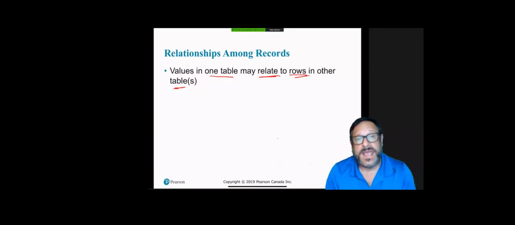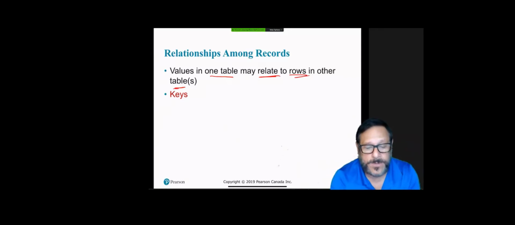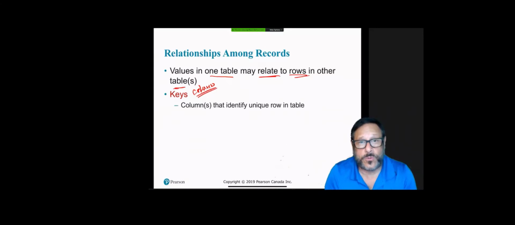What does this mean? It's a fancy way of saying that there is a connection between tables inside of this database. This is done through keys. A key is something that we're going to call a specific row or specific column. I hope I didn't confuse you. The key is going to be a specific column inside of our table. So columns that identify unique rows in the table are going to be used as our key in order to create this relationship.